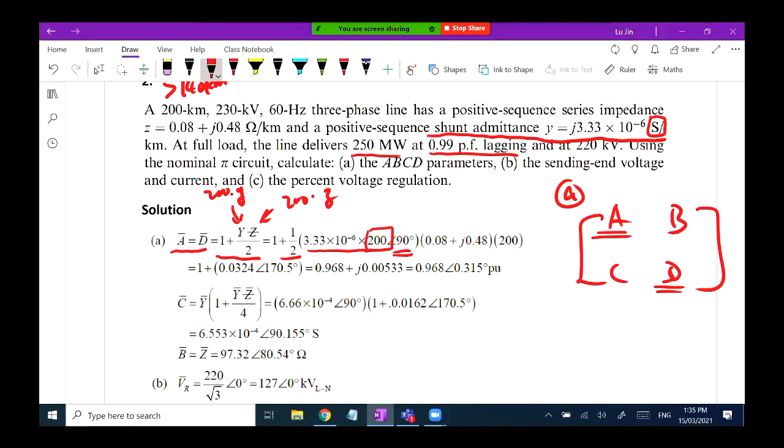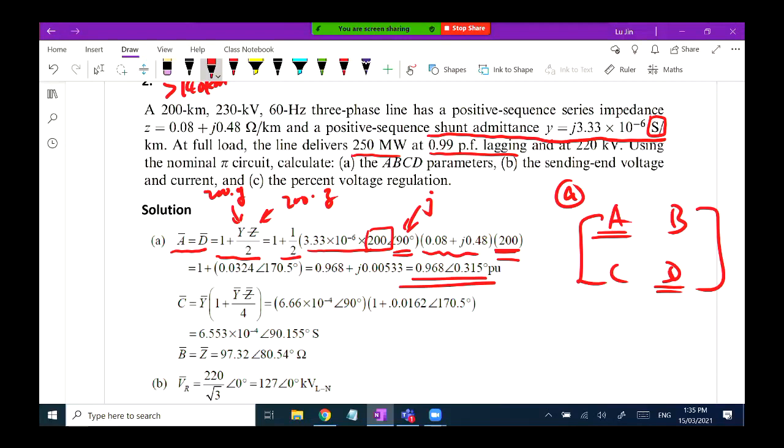Okay, thank you very much. Good work. Okay, don't forget this should not be just a number. So you should include this j because it's part of the complex number. Okay, this is corresponding to the j. Keep going. 200 kilometers multiplied by the unit length impedance. So after this calculation, you will be able to get the A and D, these two parameters.